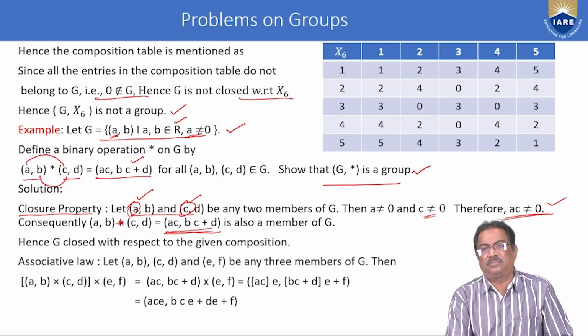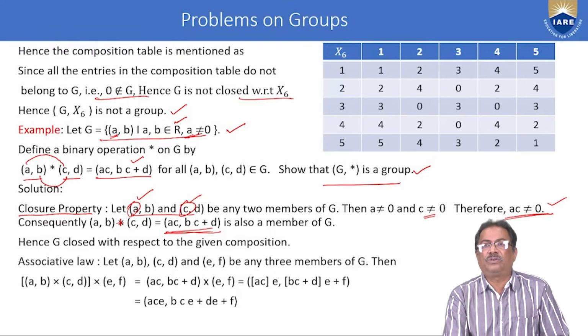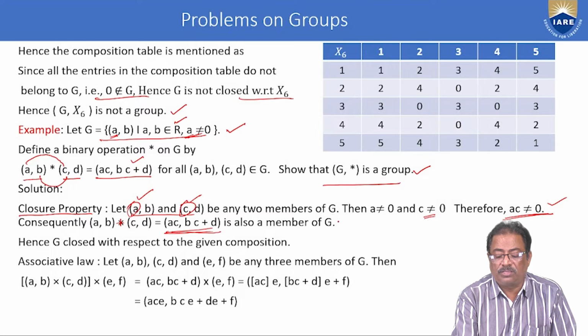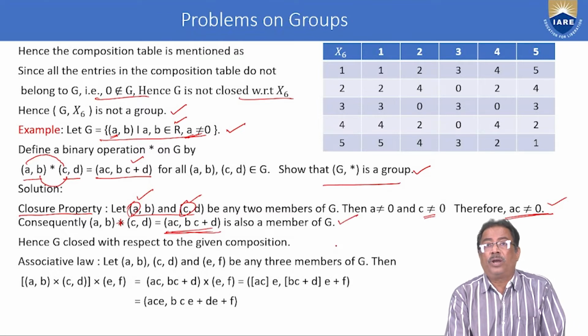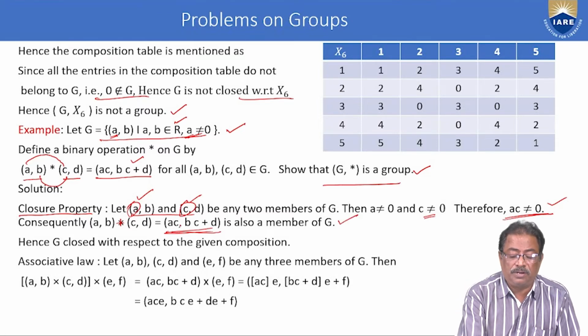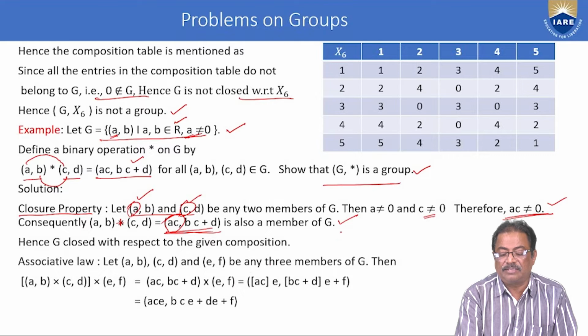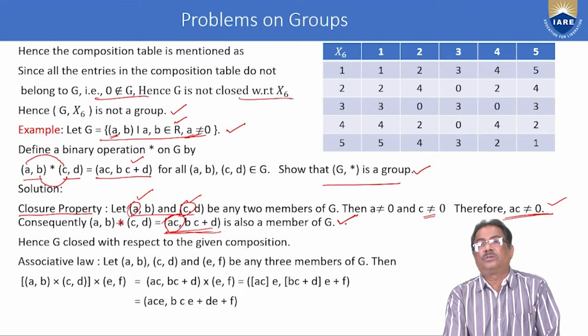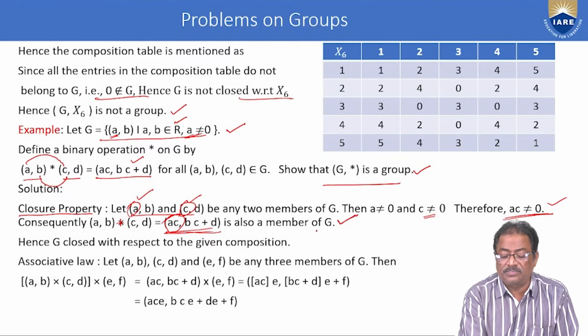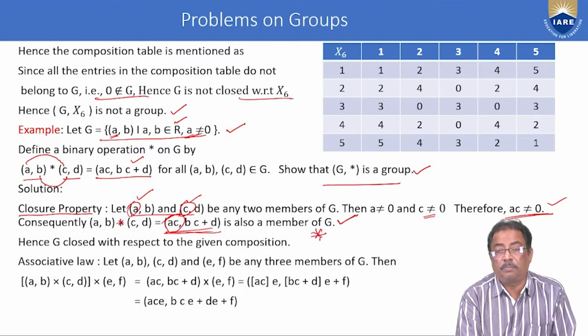Because B is a real number, C is a real number, BC is a real number. Then plus D, addition of two real numbers, again I am getting a real number. So definitely the whole thing belongs to G. Why am I considering this? Because the first element is not equal to 0. So I can say that it is a member in G. So the binary operation star is closed.